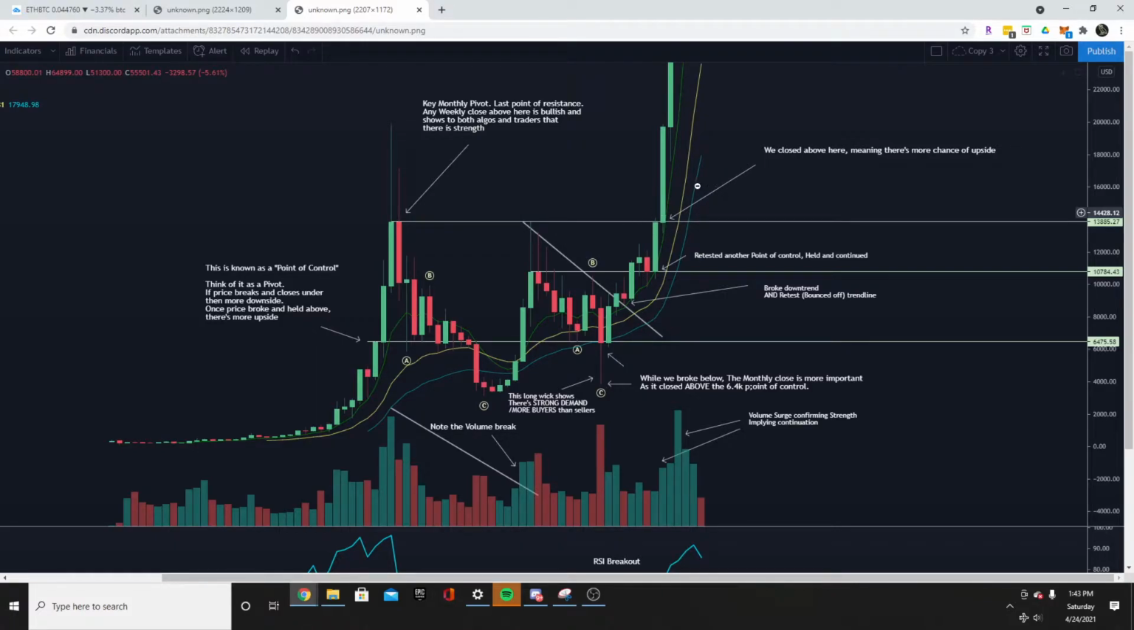All right. So anytime you close above a key pivot, especially on a monthly time frame, there's an imminent chance of upside, and then you can see the volume coming in. So it's implying continuation.